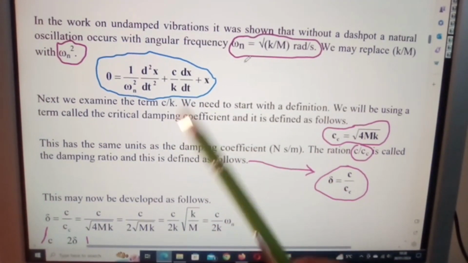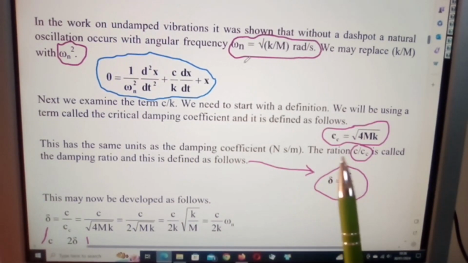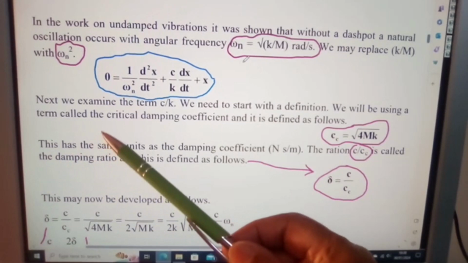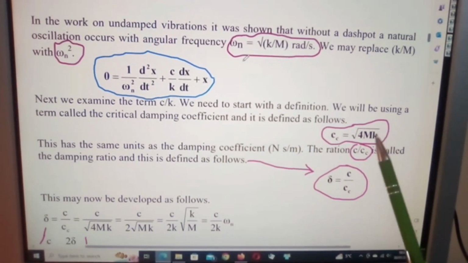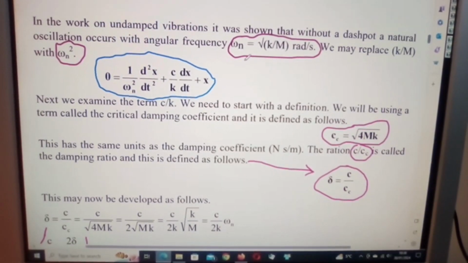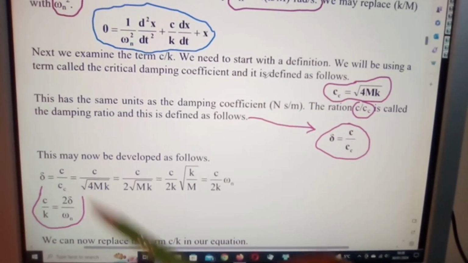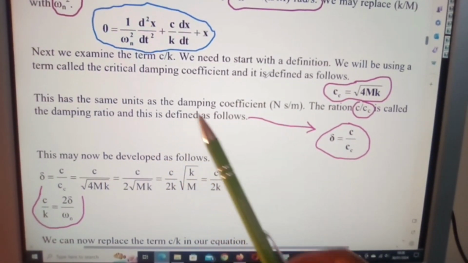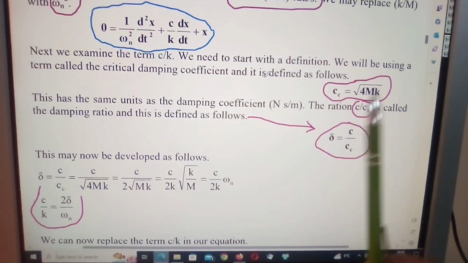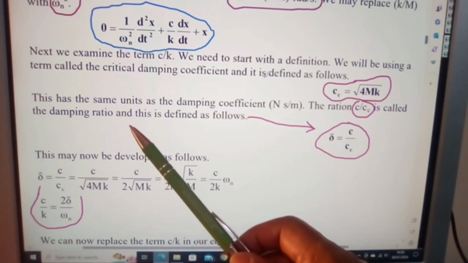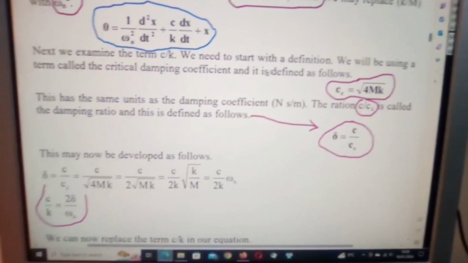Next, we examine the term C over K. We need to start with a definition. We will be using a term called the critical damping coefficient, and it is defined as follows. This has the same unit as the damping coefficient. The ratio is called the damping ratio, and this is defined as follows.